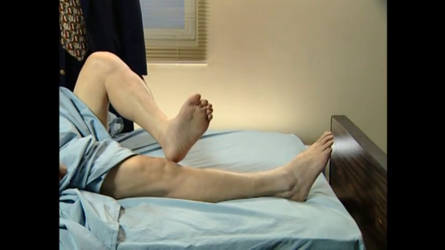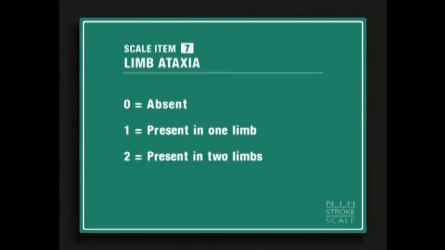And that's terrific. Relax. Score a 2 if ataxia is present in two limbs, both arms, both legs, or an arm and a leg on the same side of the body. Also score a 2 if you observe dysmetria or dysenergia in both the arm and the leg on one side, or if there are bilateral signs.